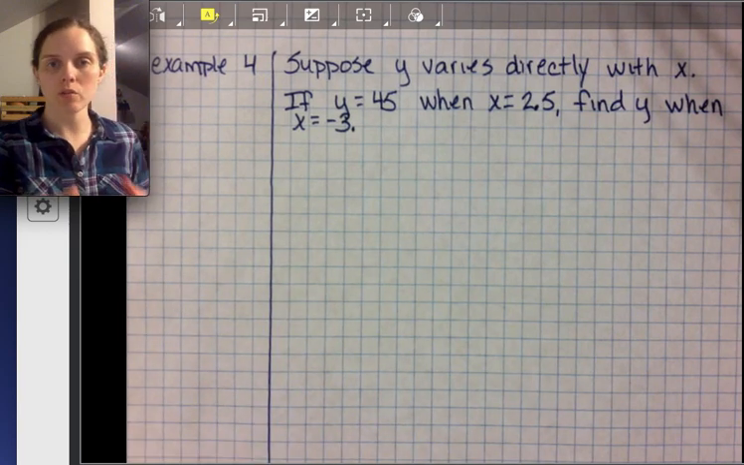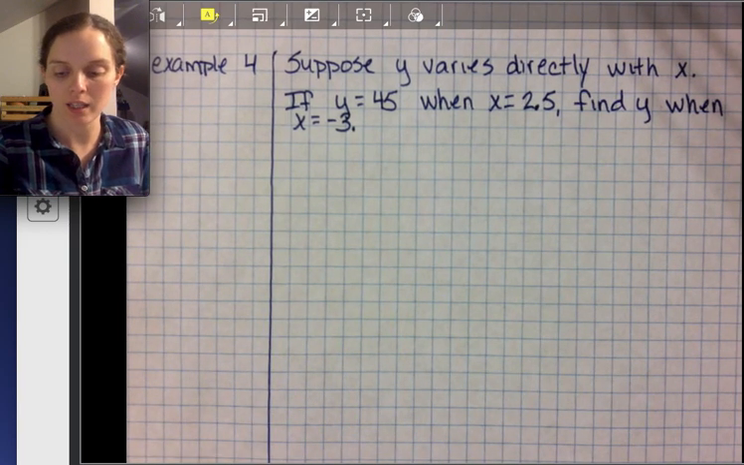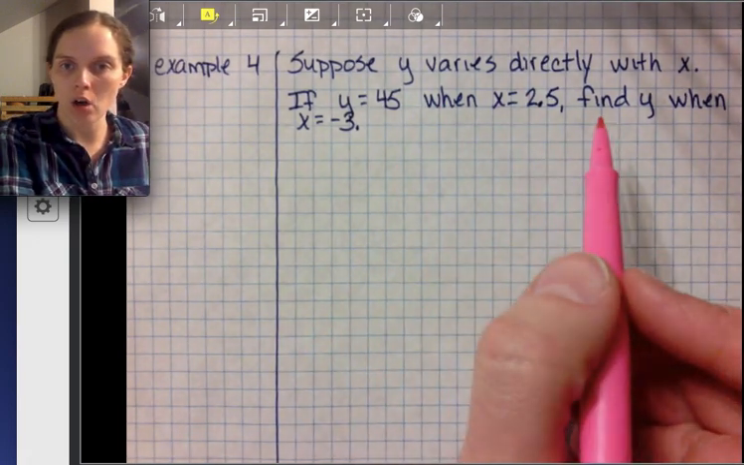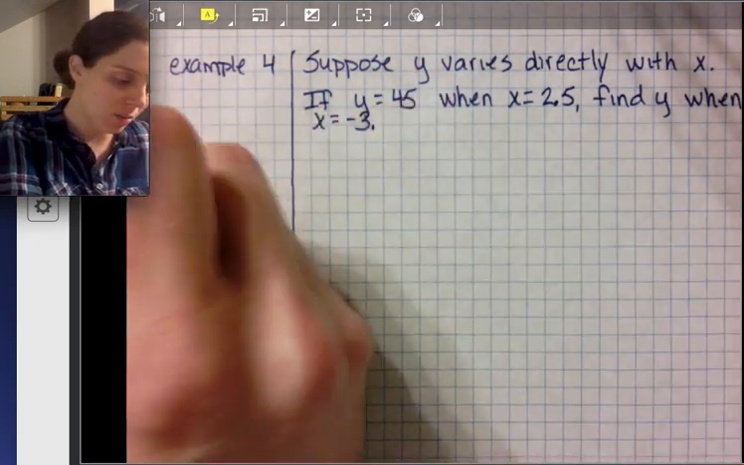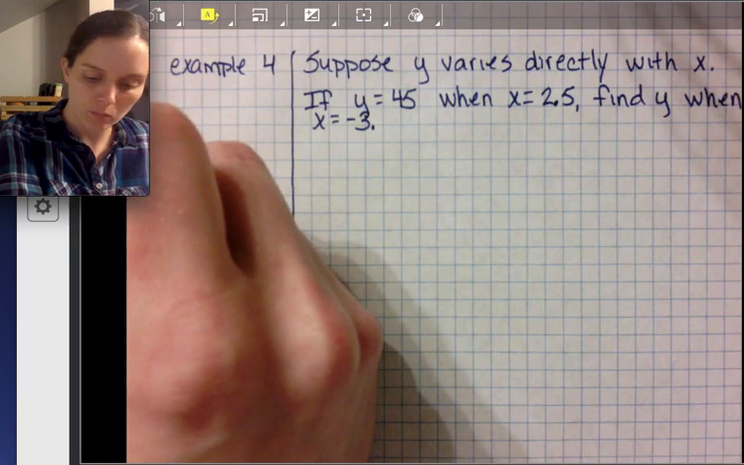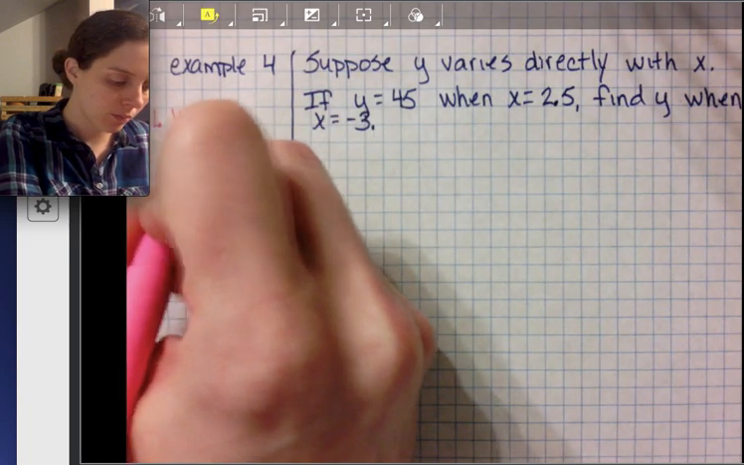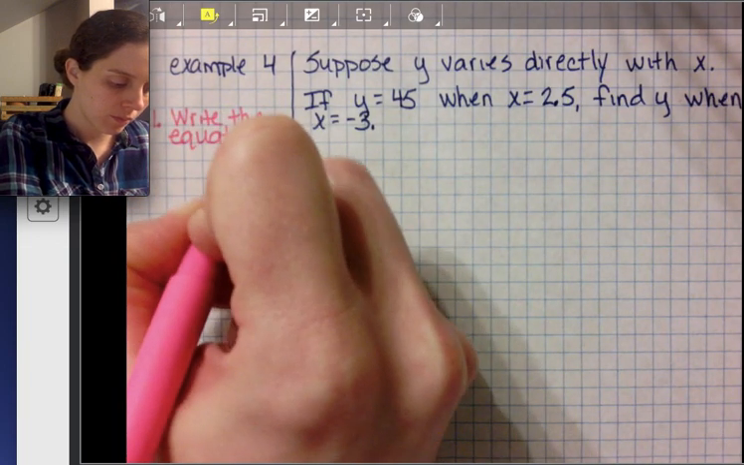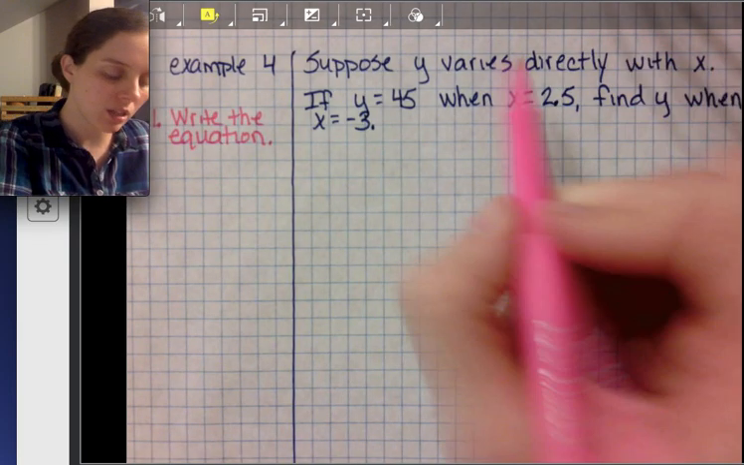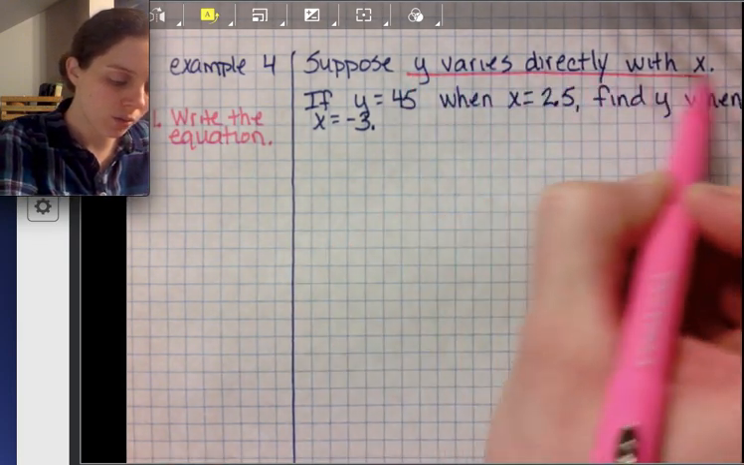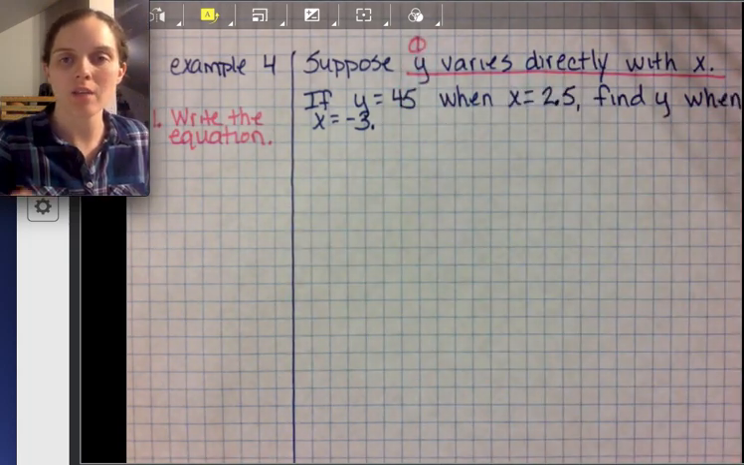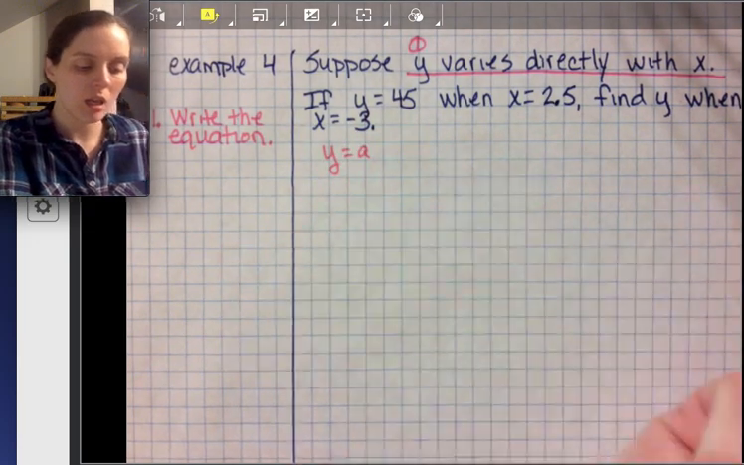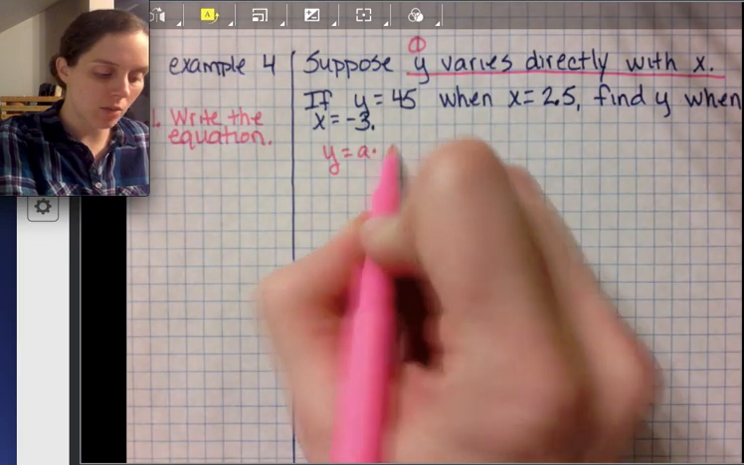Okay, so first of all, we're going to start with this. Suppose y varies directly with x. We are going to first write out our equation. So over here on the side, I'm going to give us some steps. The first step in this is write the equation. That's going to come from this right here. Y varies directly with x, so y equals a, and then directly it's going to be times x.